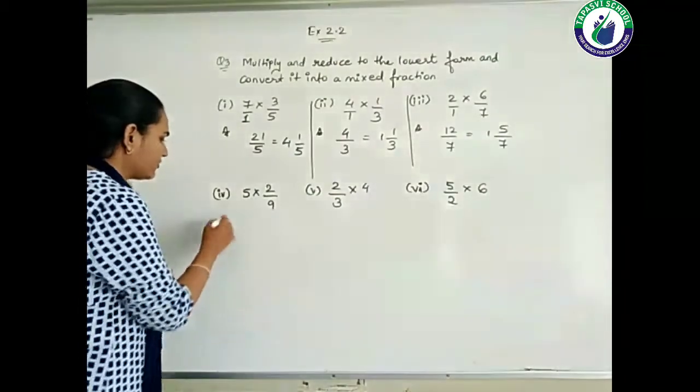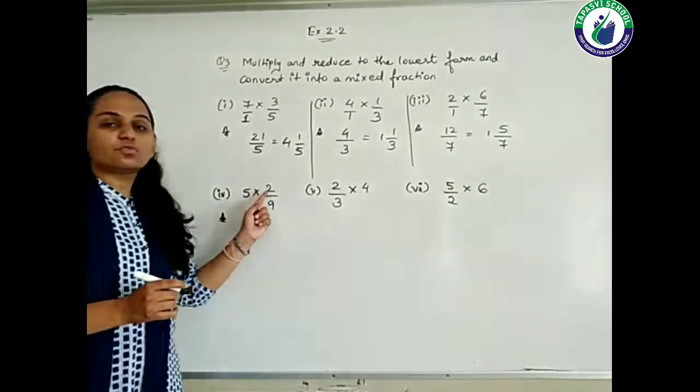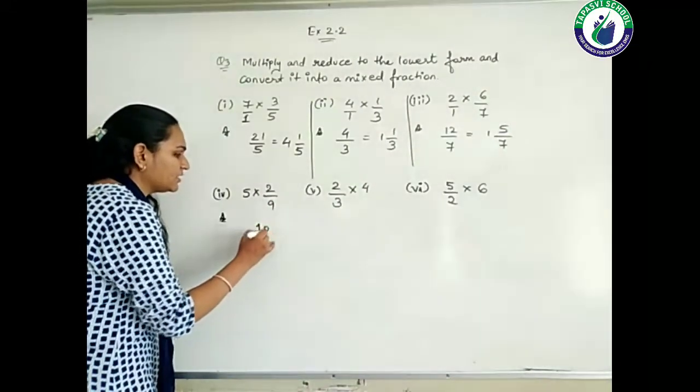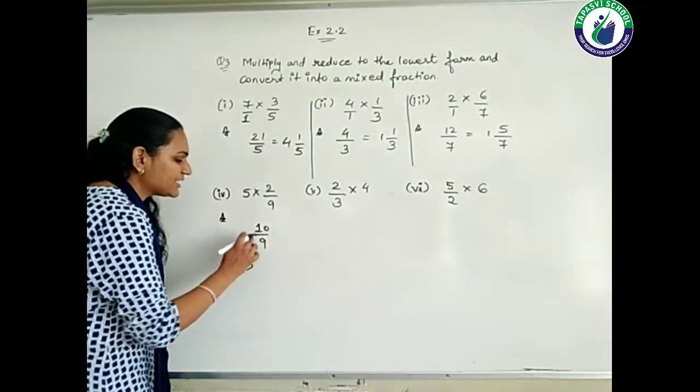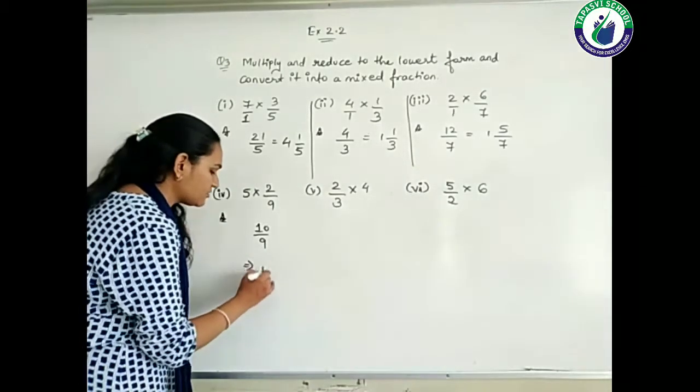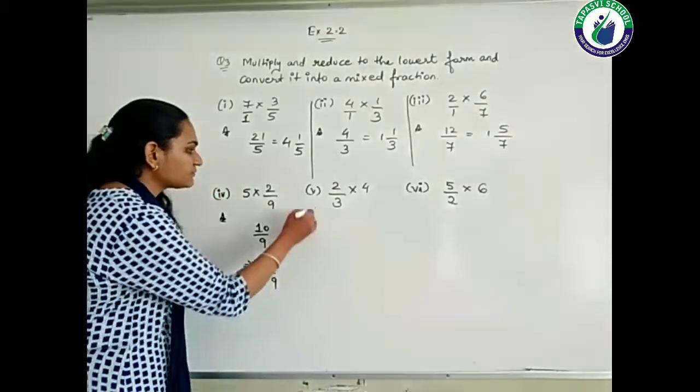Next one, students, fourth one, 5 into 2 upon 9. 5 multiplied by 2, students, so that is 10. 10 upon 9, and we will convert this answer. This is an improper fraction, so we will convert it into a mixed fraction. So 1 integer 1 upon 9.